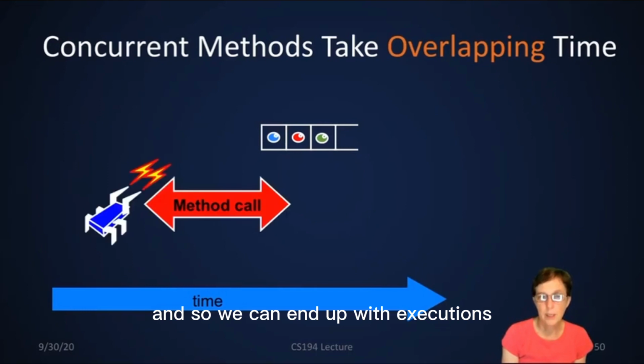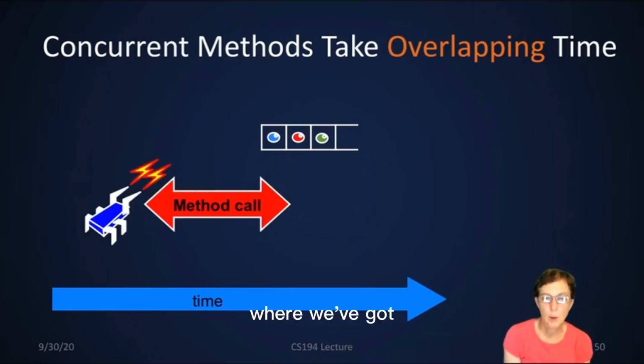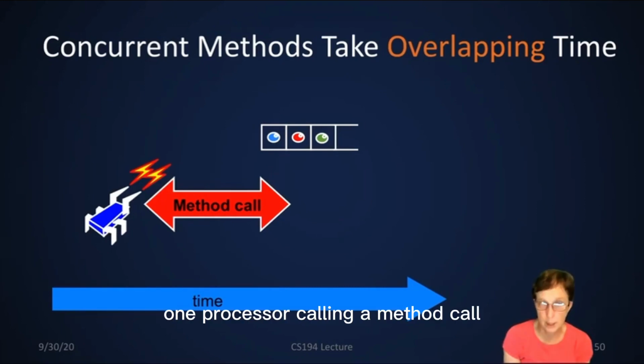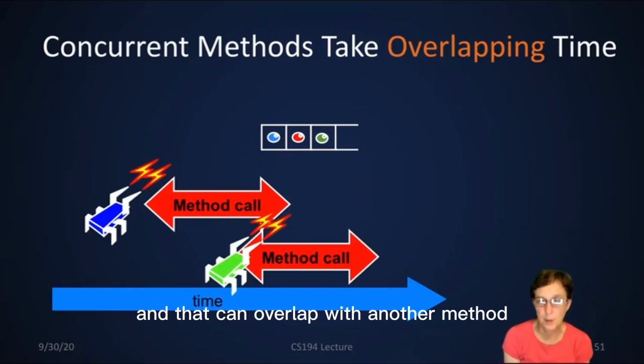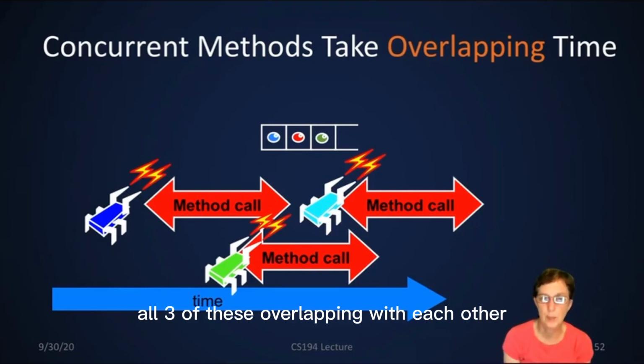And so we can end up with executions, and it's useful then to write them out this way, where we've got one processor calling a method call, and that can overlap with another method call by another processor, and then that can overlap as well with a third one. And we could even have all 3 of these overlapping with each other.